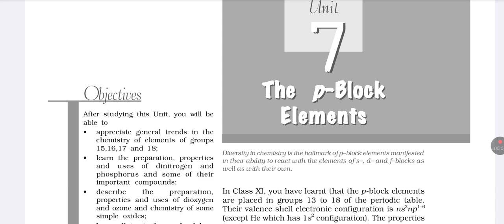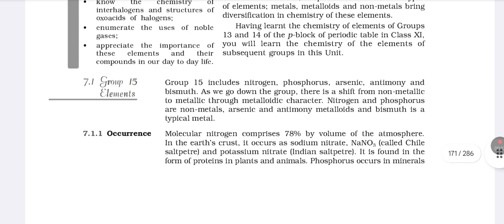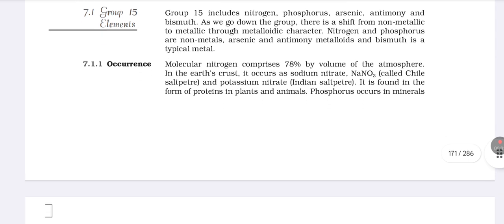Today I am going to read out the chapter P block elements, Group 15 elements. Group 15 includes nitrogen, phosphorus, arsenic, antimony, and bismuth. As we go down the group, there is a shift from non-metallic to metallic through metalloidic characters. Nitrogen and phosphorus are non-metals, arsenic and antimony are metalloids, and bismuth is a typical metal.